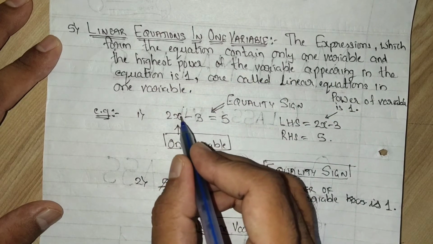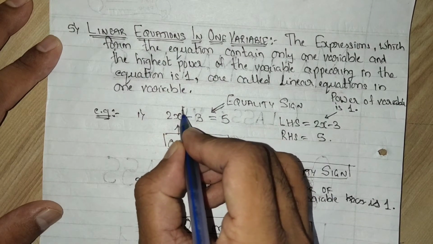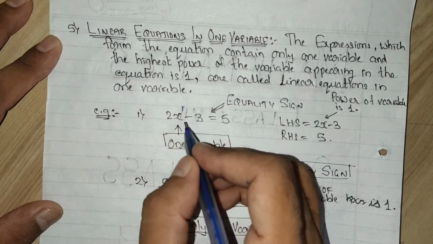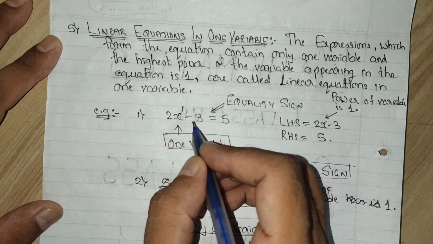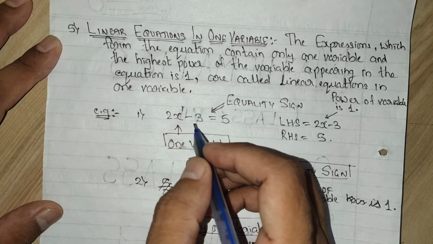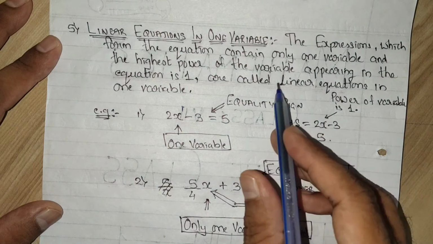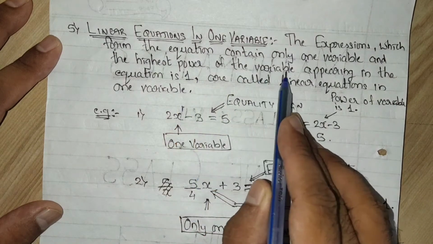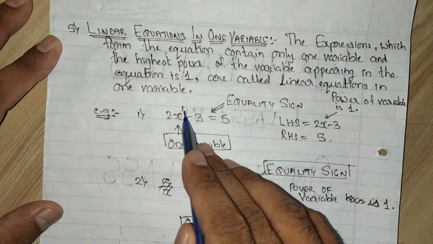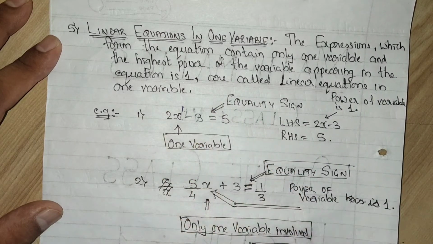Here you can see variable, if it is x, its power here is 1. Generally we don't write power 1. When the exponent is 1, we don't write 1, we write only 2x. That's why I have written only 2x. So the highest power of the variable is 1, called linear equation in one variable.